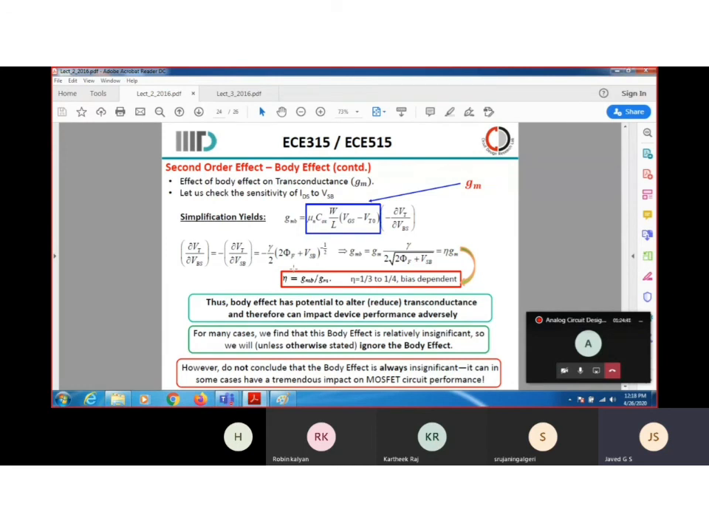Next, like what we said, body effect is relatively insignificant. So in most cases, we can ignore the body effect. However, we cannot always conclude that it is insignificant. It has a tremendous impact on MOSFET circuit performance. Where does this come into the picture is when there is a temperature dependence in your system. The circuits where you will encounter temperature dependence are your VGR, where it varies with temperature, so you need to make it temperature independent. That is how you utilize your PTAT and CTAT voltages.